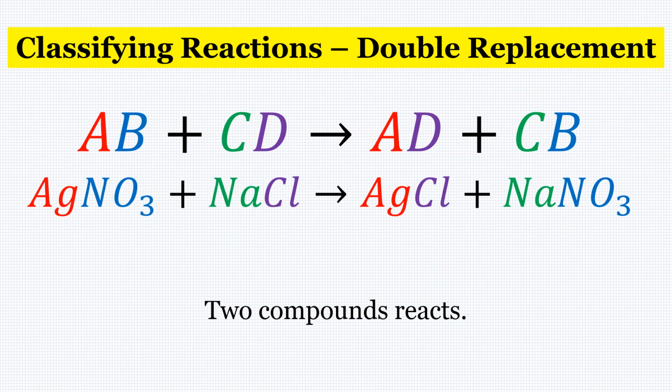All right, another type of reaction that we have is called a double replacement. In a double replacement reaction, you are trading places. So we have two different compounds.